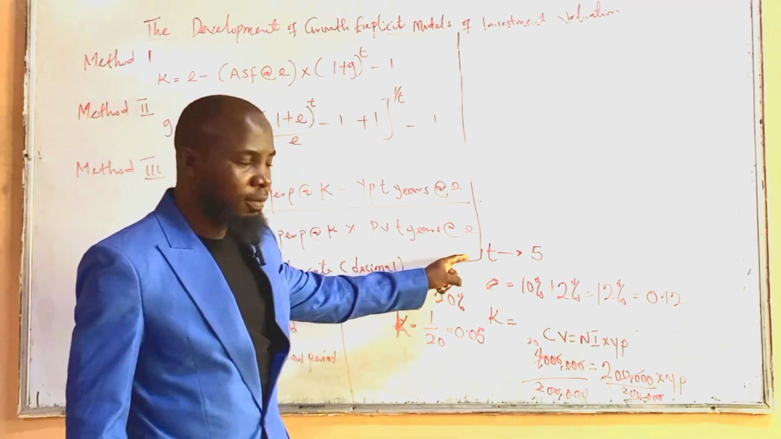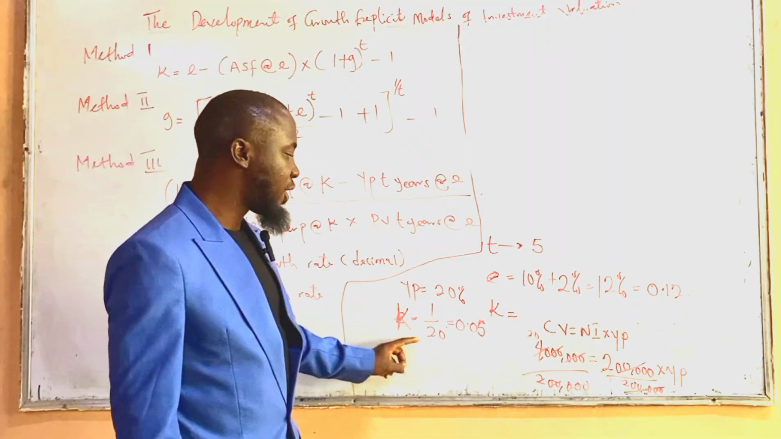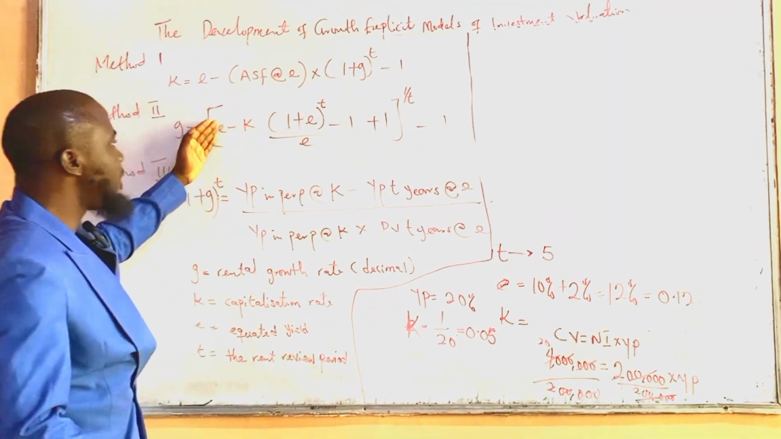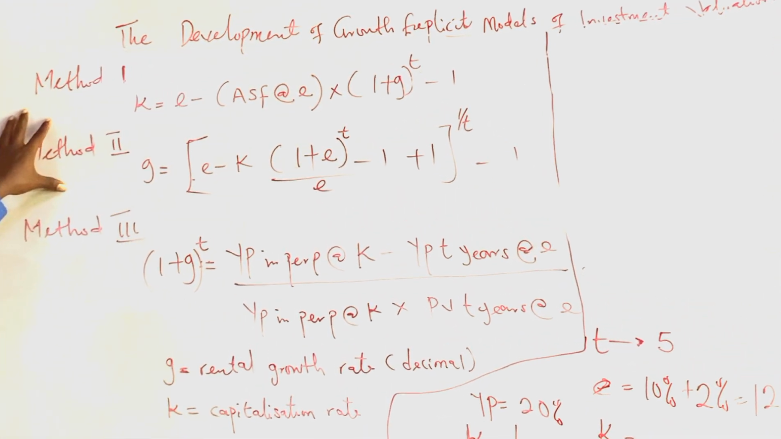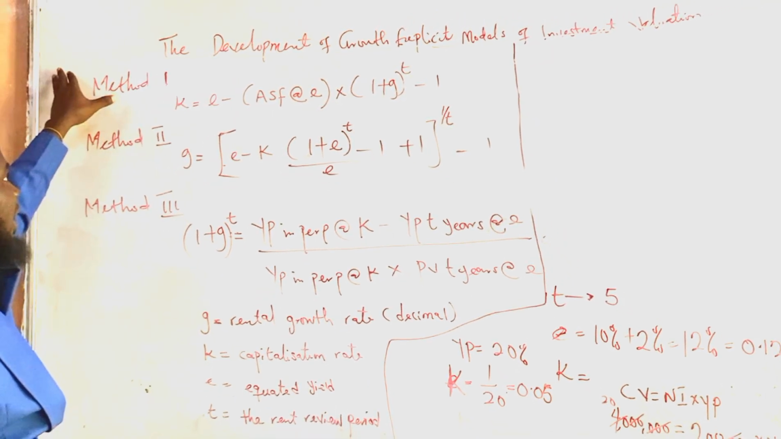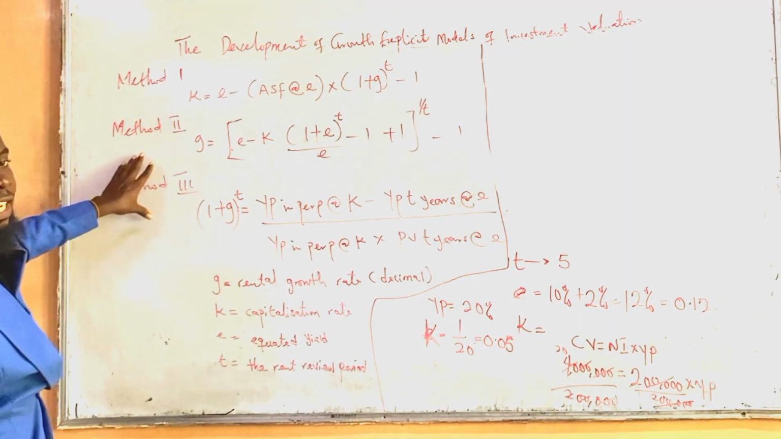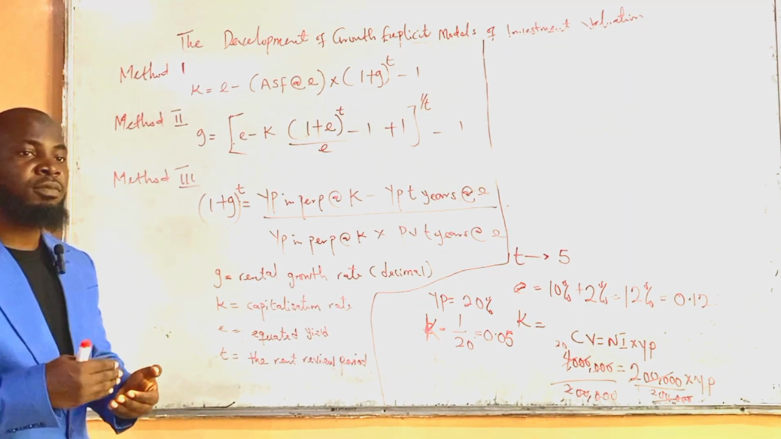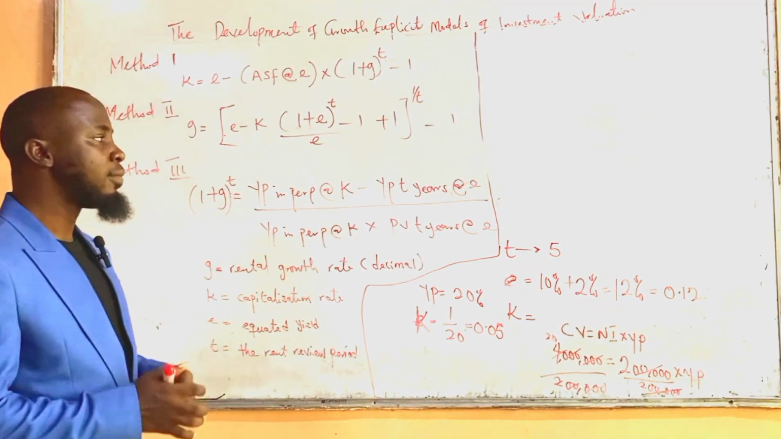Known our T, which is 5, our E, which is 0.12, then our K, which is 0.05. Then we use any of this formula. And whichever formula you use, you have the same answer. If you are using this, if your answer here is 2, if you use this, your answer here will also be 2. If you use this, your answer here will also be 2. There can be slight difference, which is approximation problem. But you will all be in the same range.